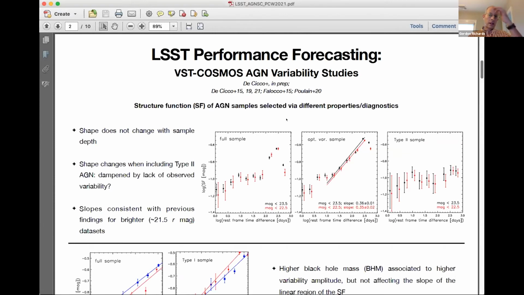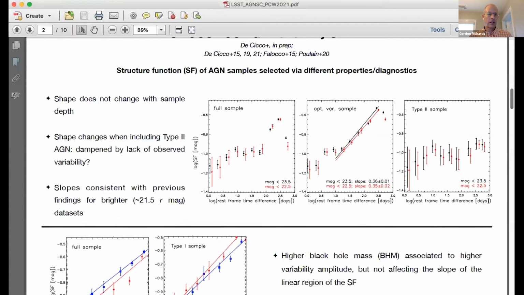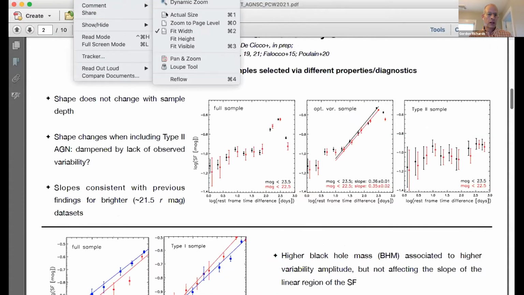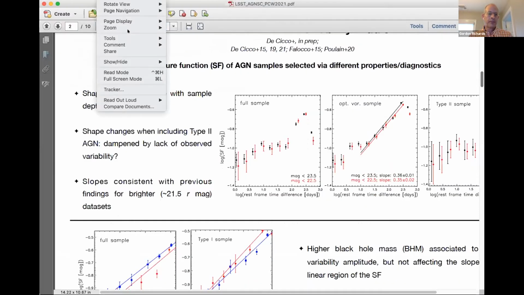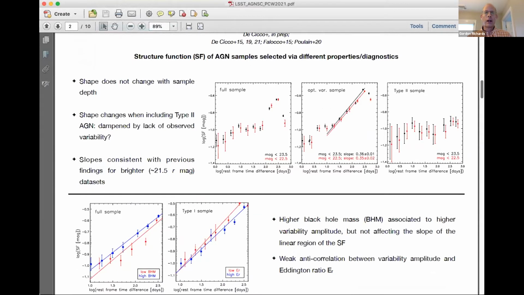And then this next slide is De Cicco et al., in preparation, where they present analysis of the structure function of VST COSMOS AGN, building a sample of AGN confirmed by different means. The data set is opening up exploration of samples of sources that are about 2 magnitudes fainter than the literature to date. They find that the shape of the structure function doesn't change with sample depth while it is affected by the type of AGN included in the sample.